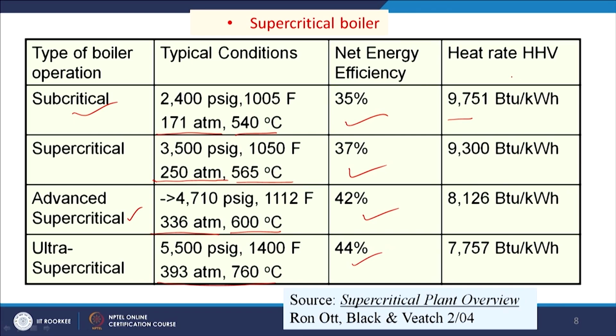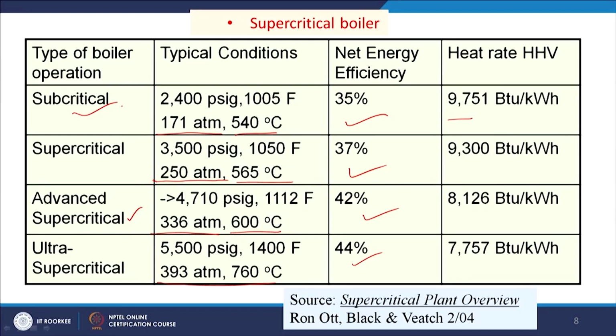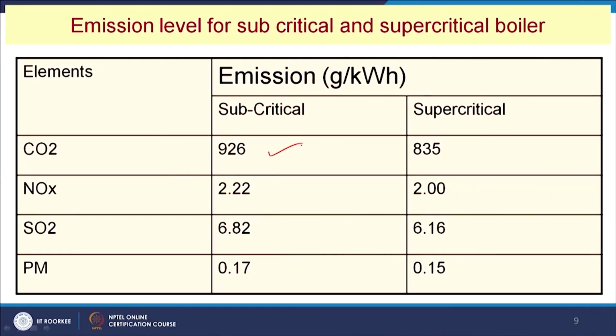But we see the heat rate is decreasing. So, it is very clear that we can improve the efficiency of the process if we replace the subcritical boiler with an advanced or ultra supercritical boiler. In this case we can also improve the emission level: in the case of subcritical, CO2 is 926, and at supercritical it is 835 gram per kilowatt hour of carbon dioxide emission.